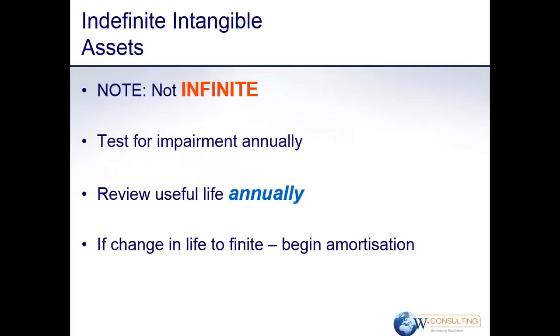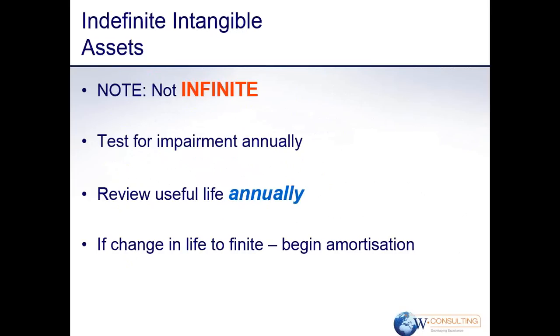With indefinite life intangible assets, it's important to understand that we're talking about indefinite as opposed to infinite. An indefinite life intangible asset reflects the situation where an entity is unsure as to what the actual useful life is. There's no apparent limit, and as a result, it cannot pin down a specific estimate of the useful life. Presumably there is some end, otherwise it would be infinite, but it's reflecting the uncertainty as to what that end might be, or what the total utility might be.